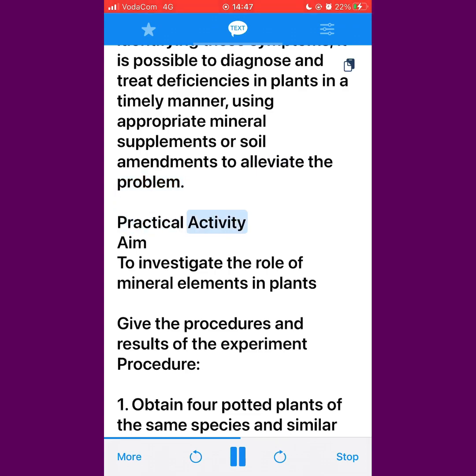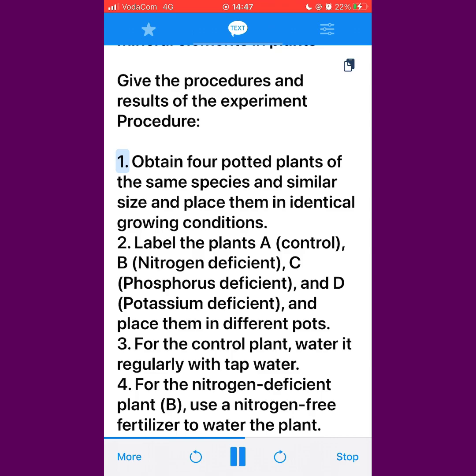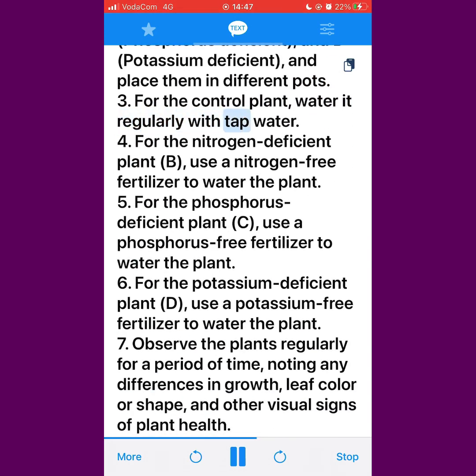Practical activity. Aim: to investigate the role of mineral elements in plants. Give the procedures and results of the experiment. Procedure: 1. Obtain 4 potted plants of the same species and similar size and place them in identical growing conditions. 2. Label the plants A (control), B (nitrogen deficient), C (phosphorus deficient), and D (potassium deficient), and place them in different pots. 3. For the control plant, water it regularly with tap water.